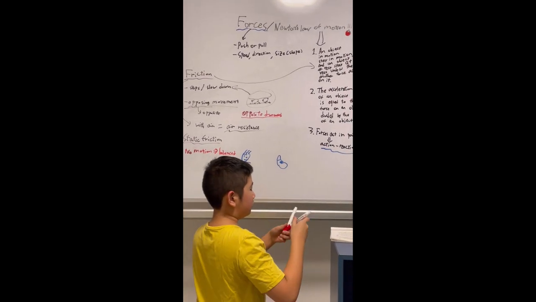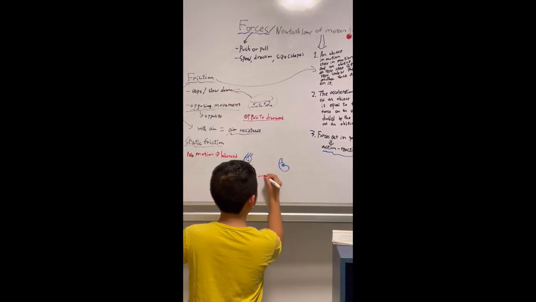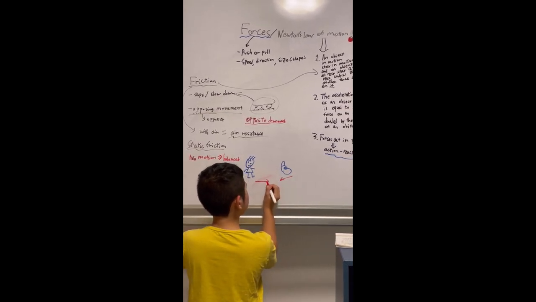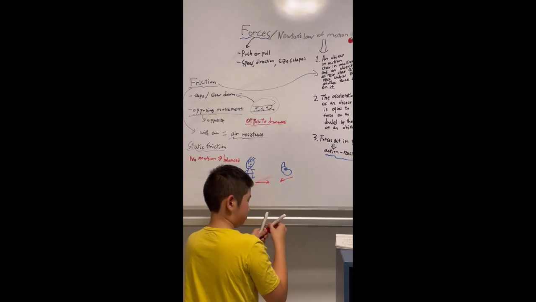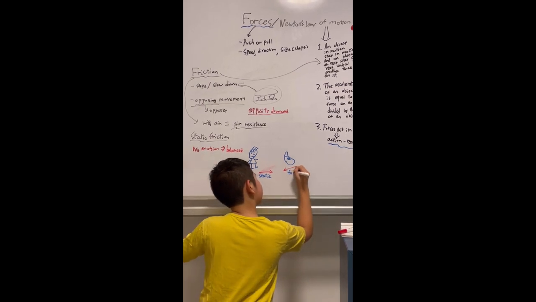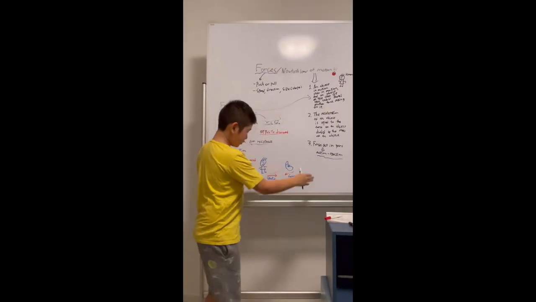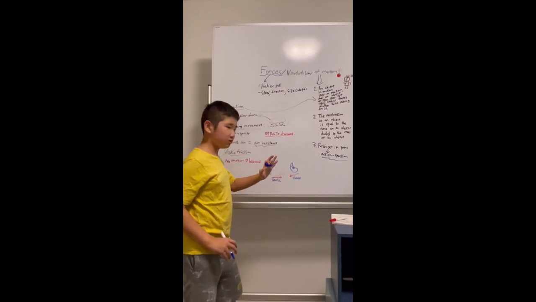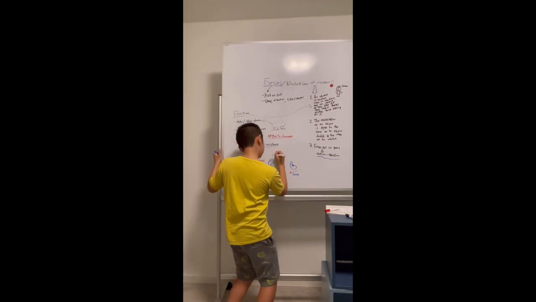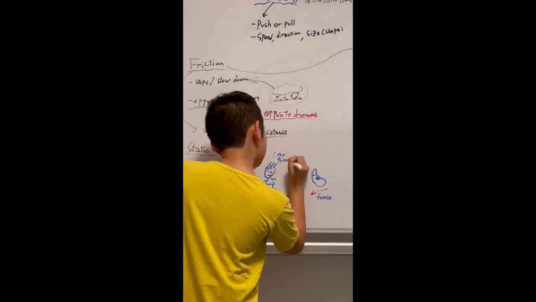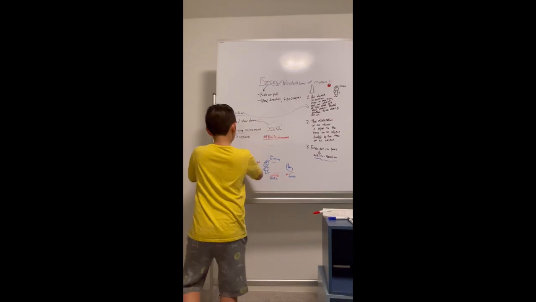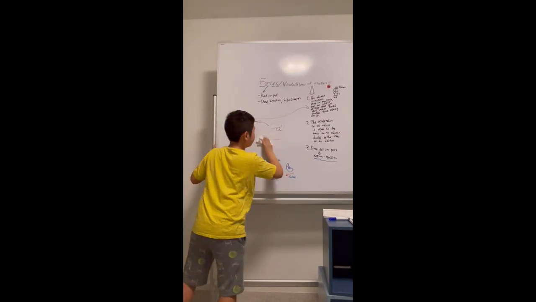So if there's a force going this way, okay, I'll do the opposite way. If the force is going this way, the static friction is going this way. I'll just write static for short. It's just some kind of force. So when the force is pushing it that way, static friction is blocking this way. So it doesn't move. No motion. I'm not touching anything. No touches means don't touch it.